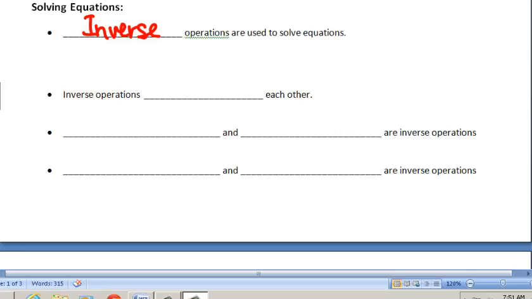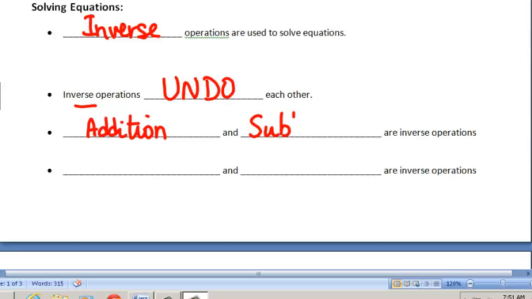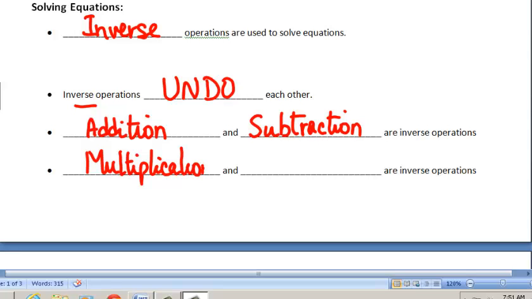Inverse operations are used to solve equations. And basically inverse operations means that they undo each other. Addition and subtraction are inverse operations because what you add, you can undo by subtracting the same amount. And multiplication and division are inverse operations because what you do by multiplying, you can undo by dividing.